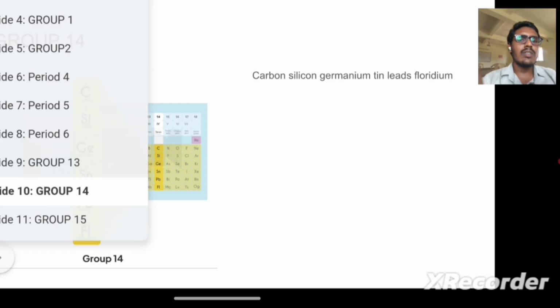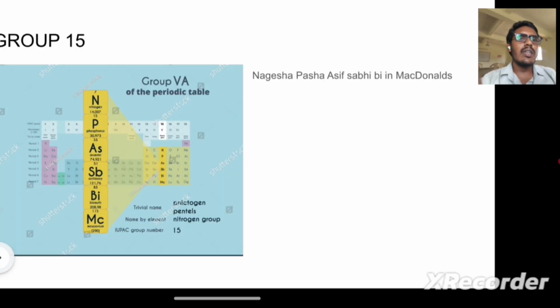Now let's get into the next group, group 15. It has some Urdu or Hindi words. I hope you people can understand. It may not have proper grammatical meaning, but it will help you to remember group 15. Let's know which elements are present in group 15.